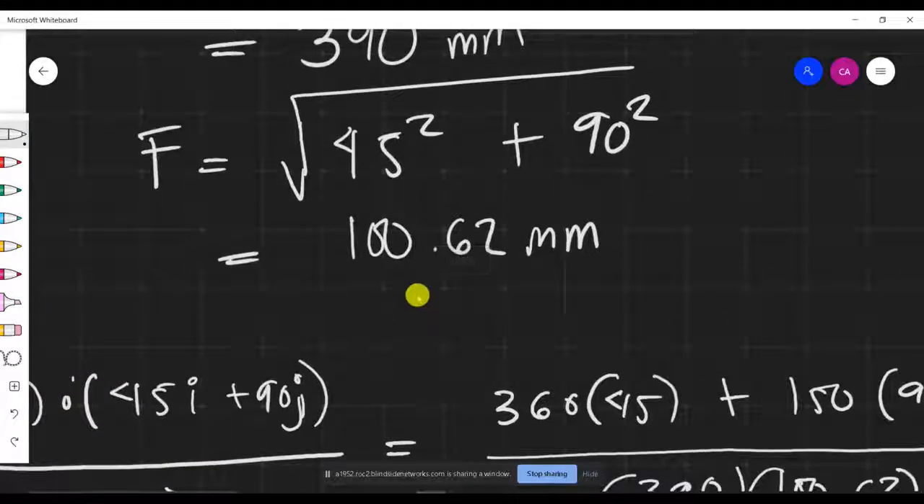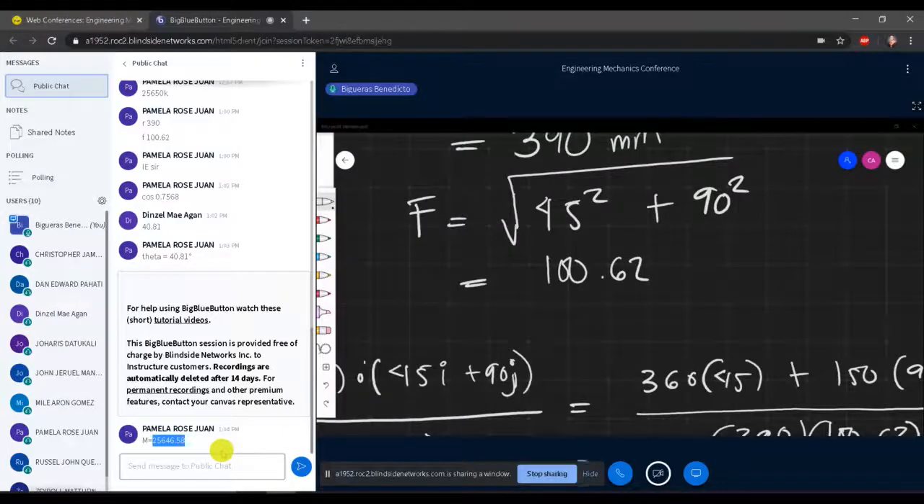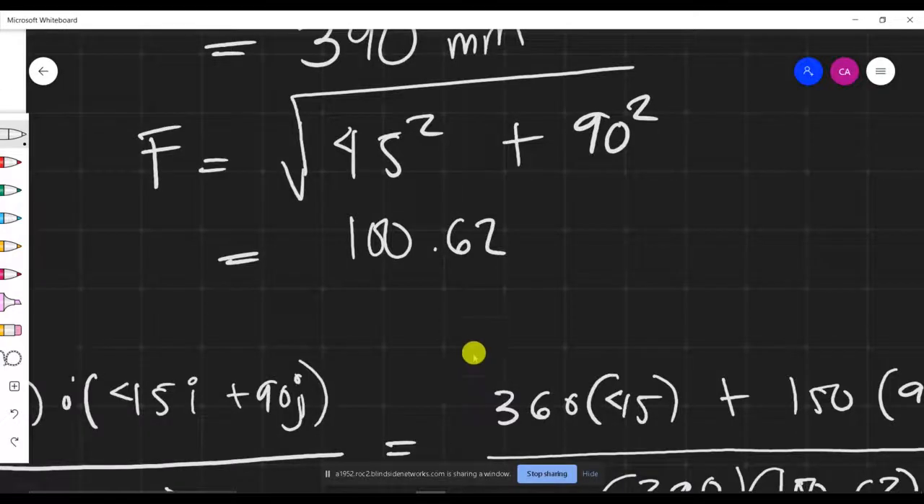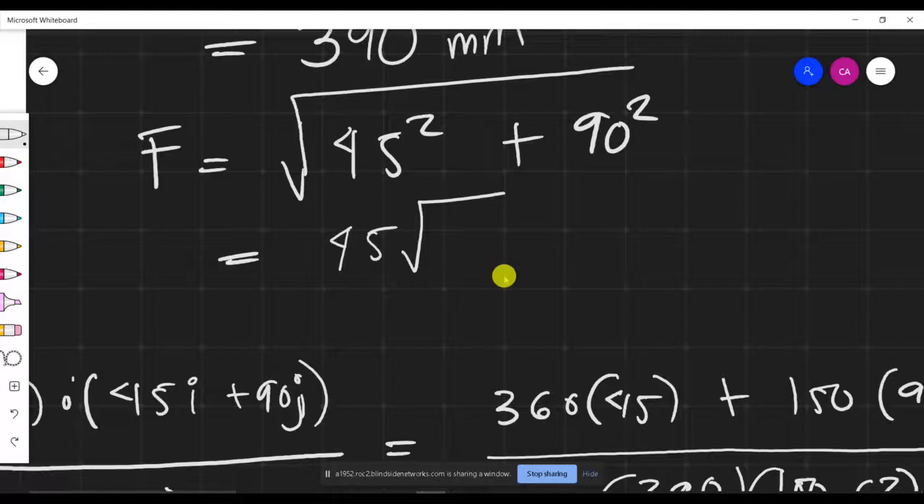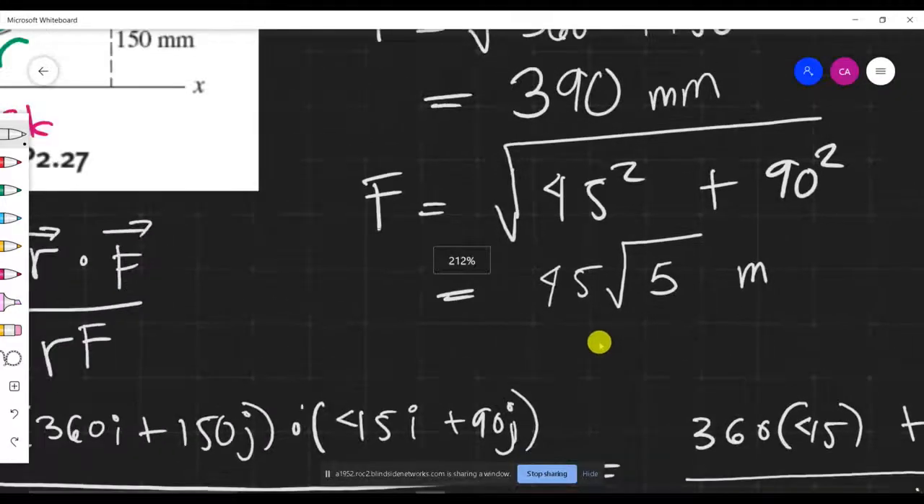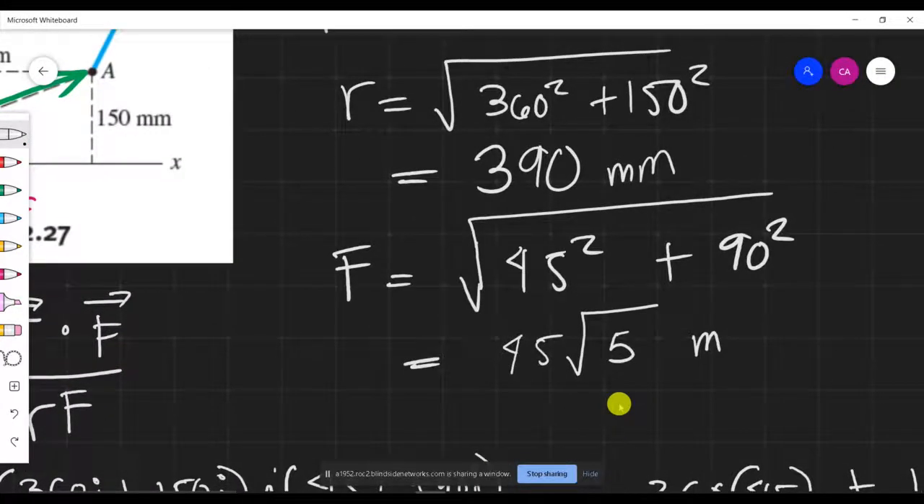Pakibigay yung 5 decimal neto. Itong 10.62. Pakibigay 5 decimal yan. 45 square plus 90 square. Ano ang 5 decimal? Or radical form na lang, 45 square root of 5 pala, no? Yung radical form na lang, para talagang walang decimal. So, 45 square root of 5. Yan. Para walang bawas. Saktong 390 tong taas, no? Tama ba?